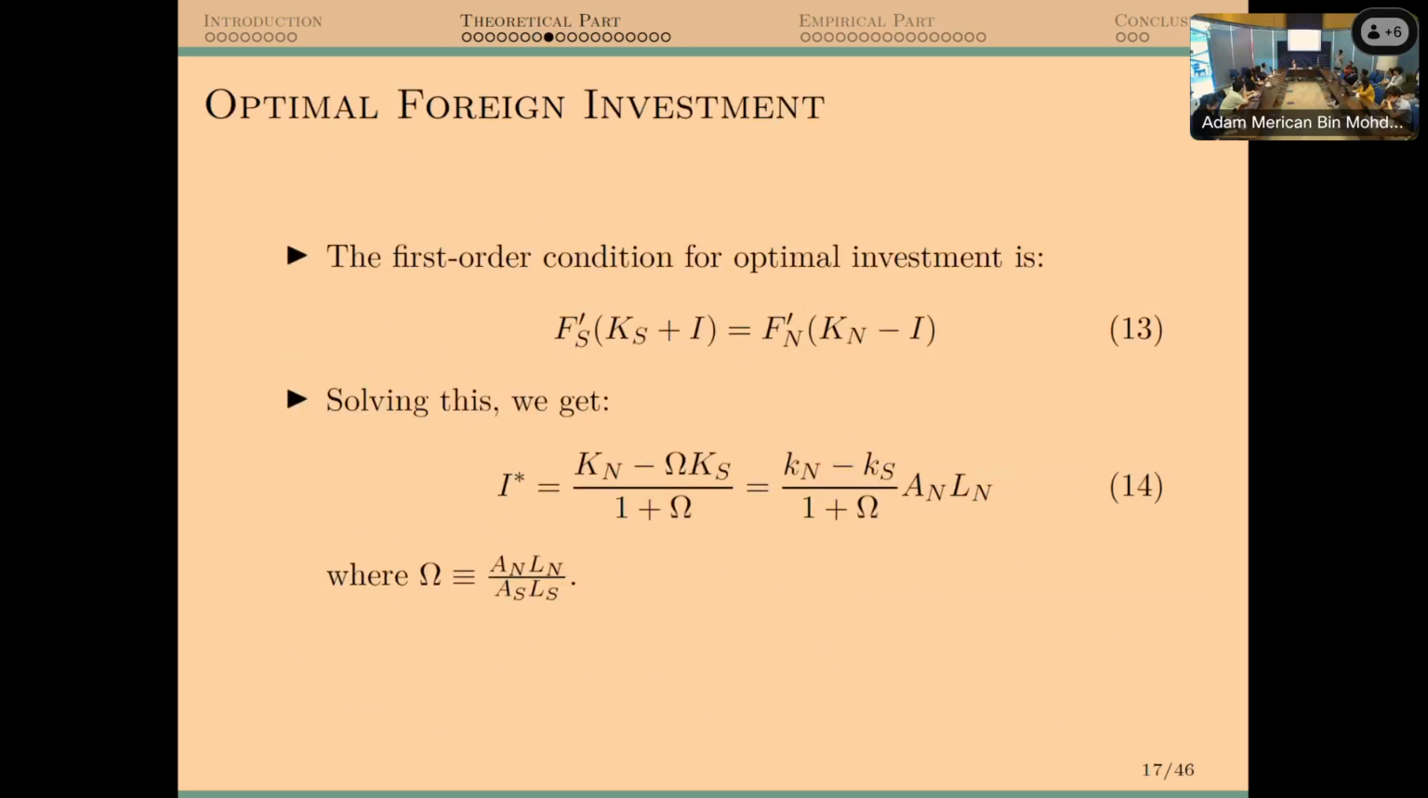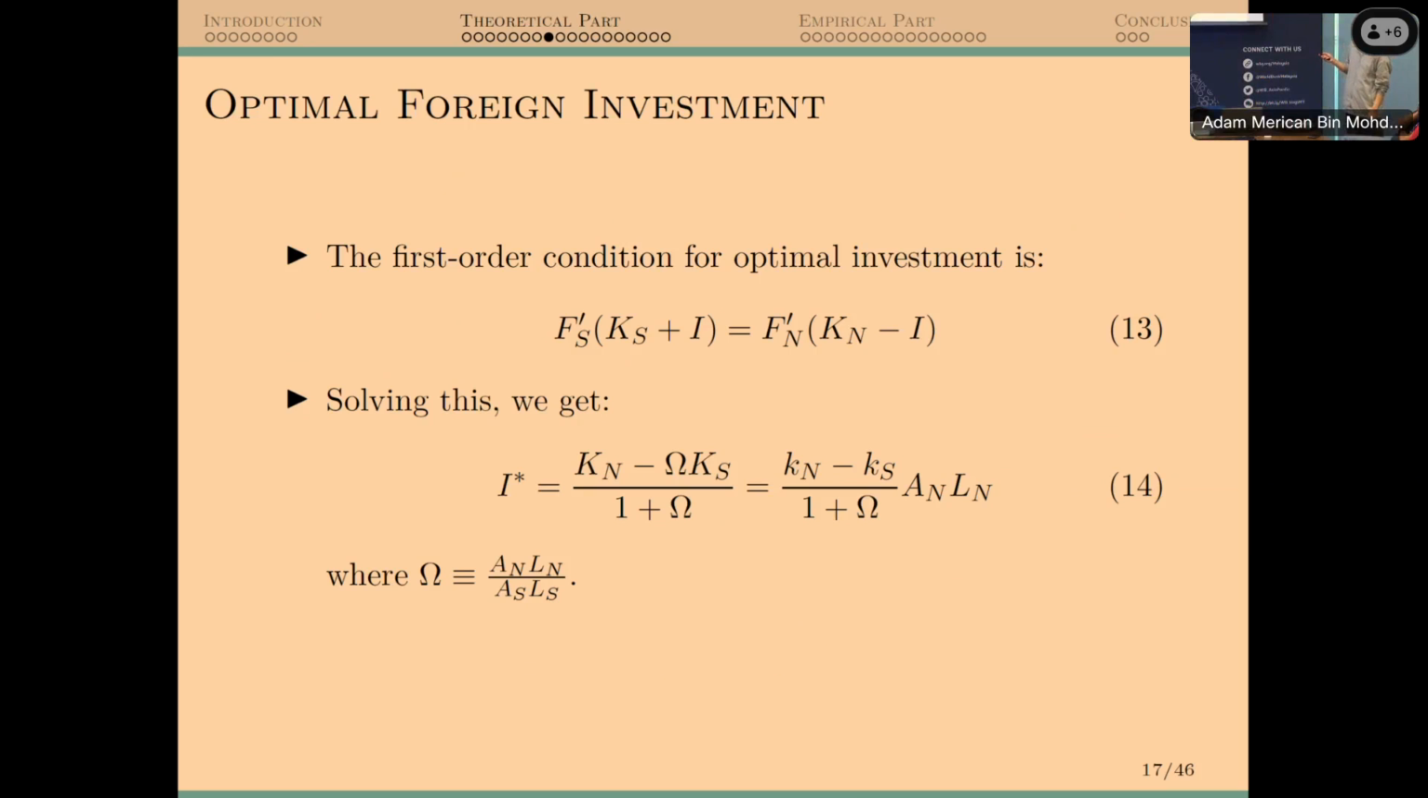So this one gives us that implication that the marginal production of capital for South country, when the capital equals KS plus I, where I is the FDI, equals the marginal production of capital in North country, when the capital equals KN minus I. Okay, so solving this equation, we can get the optimal investment. The optimal investment is like this one. And omega is AN multiply LN divided by AS multiply LS.